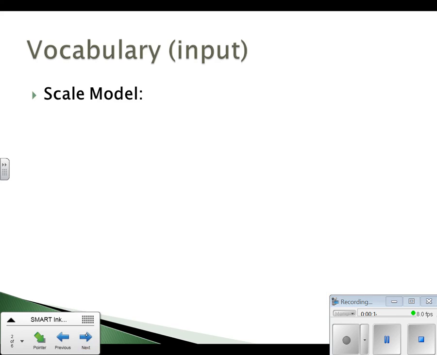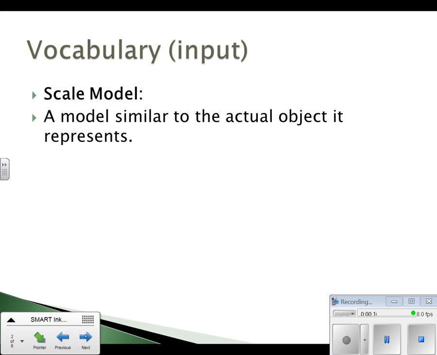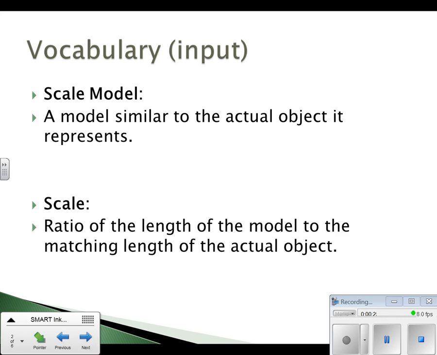For some vocabulary here, a scale model is a model similar to the actual object it represents. Scale is a ratio of the length of the model to the matching length of the actual object. So when we're looking at scale models, we have a little miniature of some actual object.